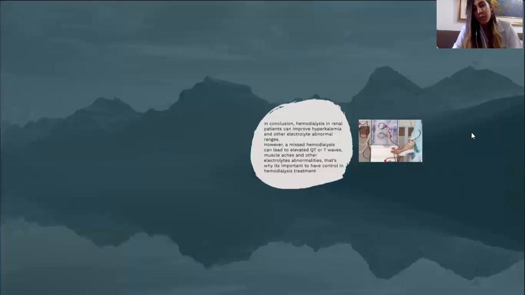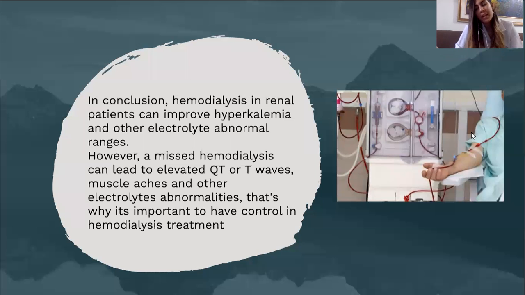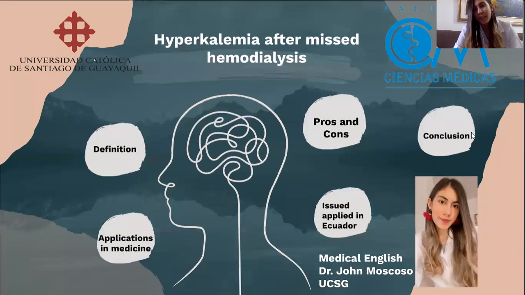And finally, we have the conclusion. In conclusion, hemodialysis in renal patients can improve hyperkalemia and other electrolyte abnormal ranges. However, a missed hemodialysis can lead to elevated QT or T waves, muscle aches, and other electrolyte abnormalities. That's why it's important to have control in hemodialysis treatment. Thank you.